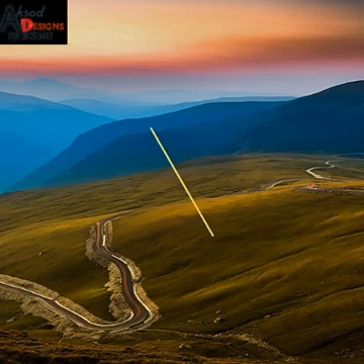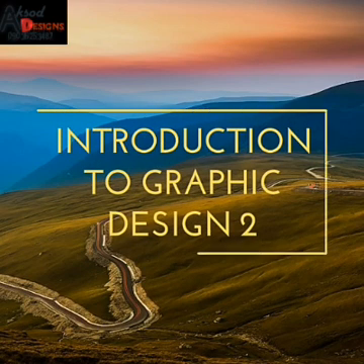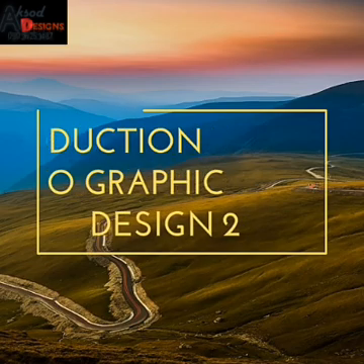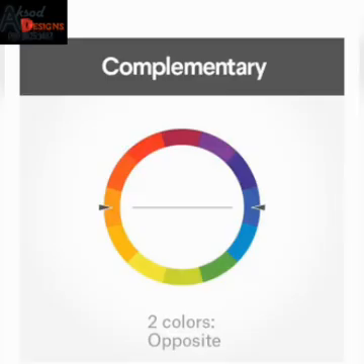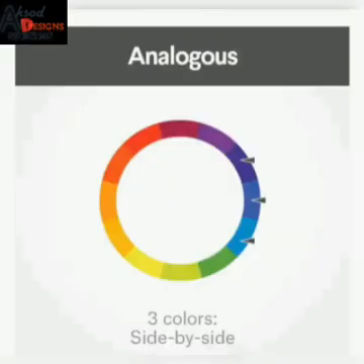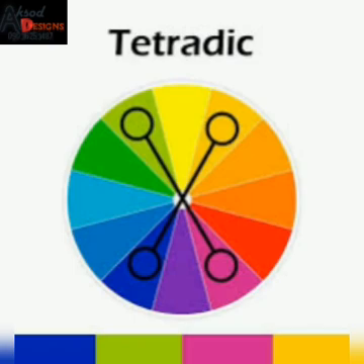The next one we will be looking at is the contrast of color, or the attributes of color. The first one is the complementary colors, and the second is the split complementary colors. The third one is the analogous colors, the fourth is the triadic colors, and the fifth is the tetradic colors. Let's take each of these one after the other.